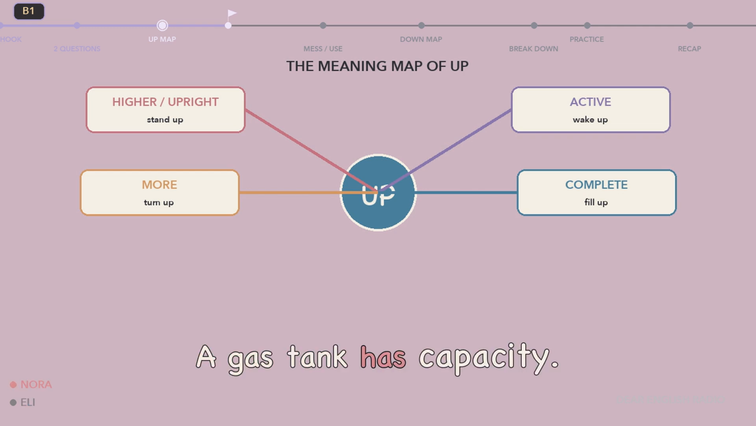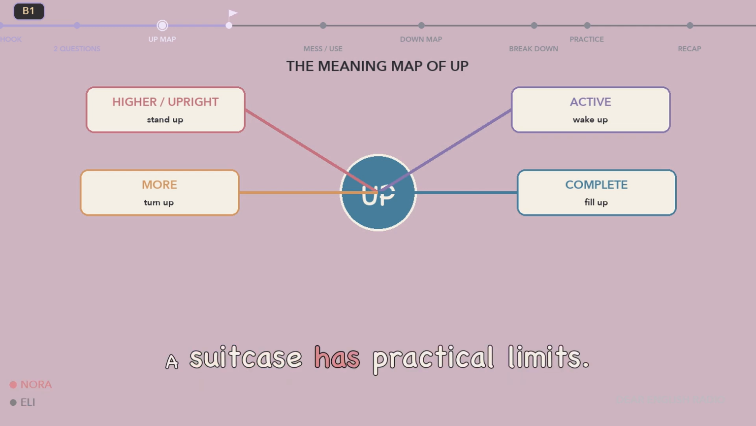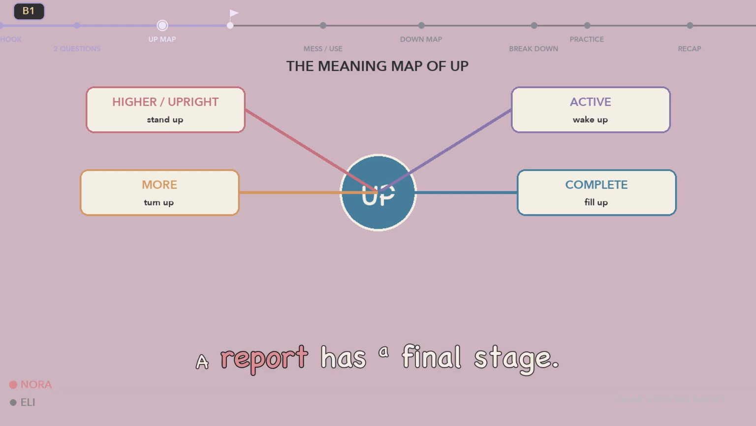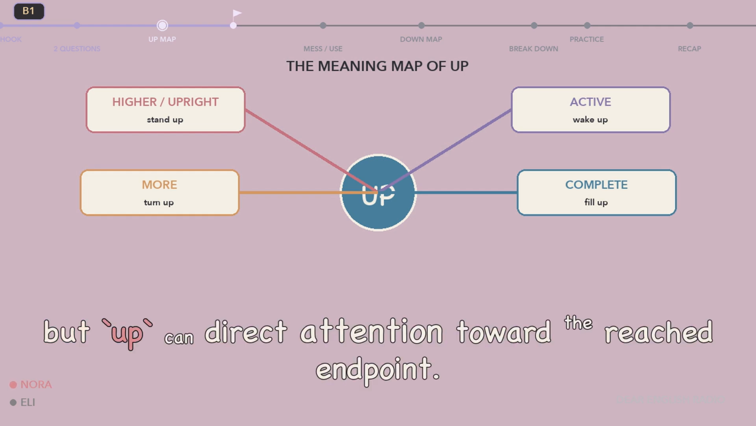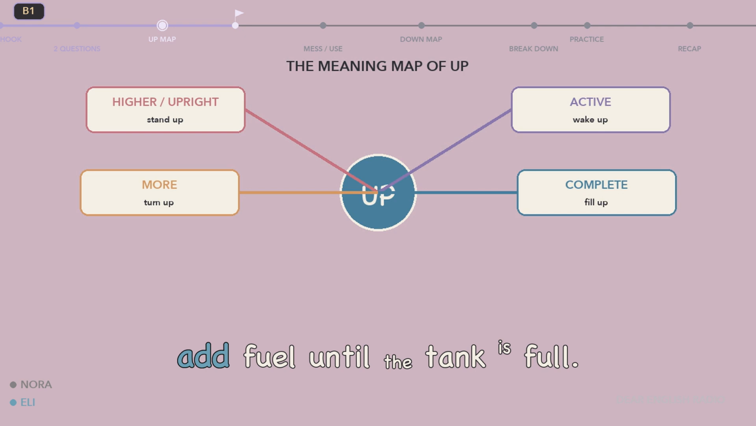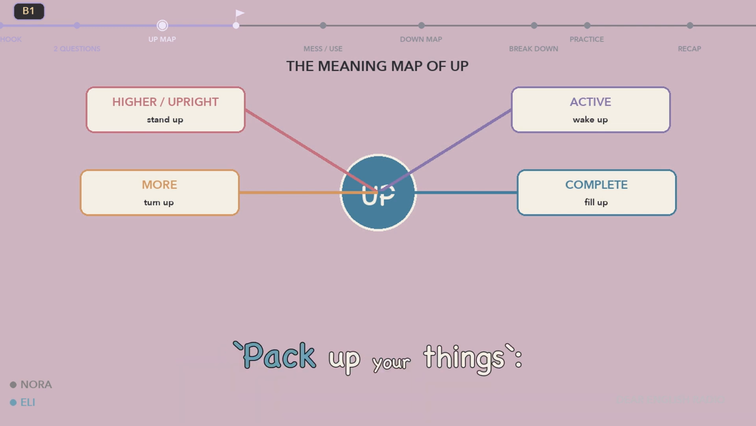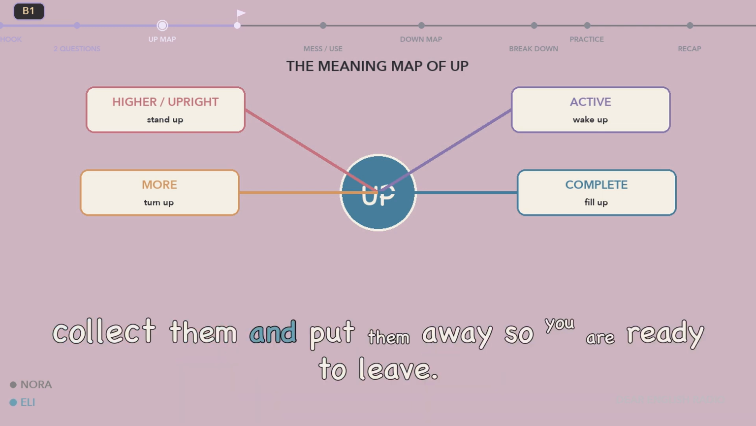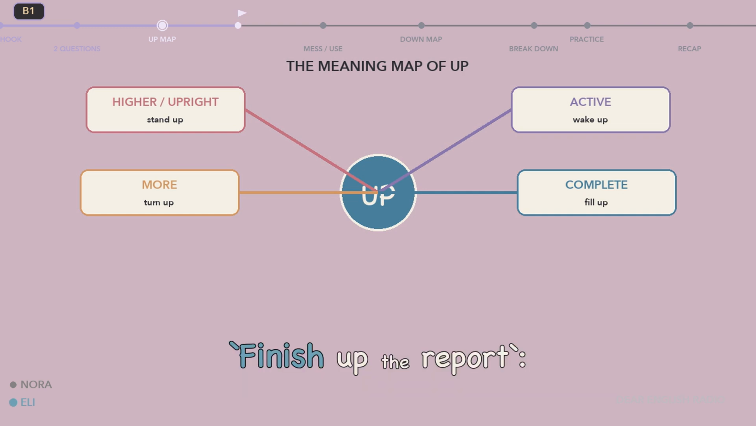A gas tank has capacity. A suitcase has practical limits. A report has a final stage. Different events have different boundaries, but up can direct attention toward the reached endpoint. Fill up the tank. Add fuel until the tank is full. Pack up your things, collect them, and put them away so you are ready to leave. Finish up the report. Complete the report.